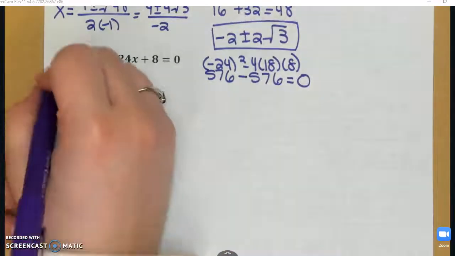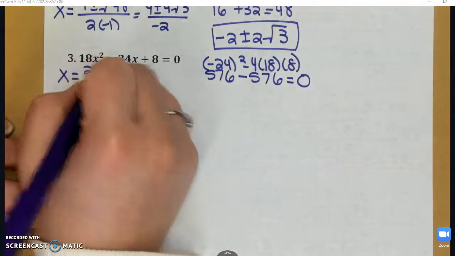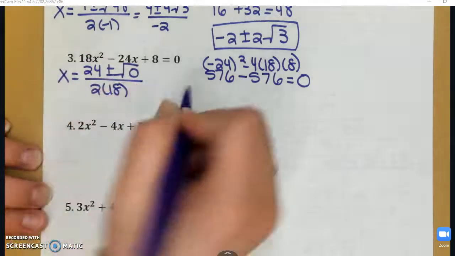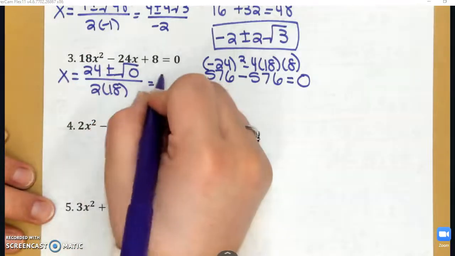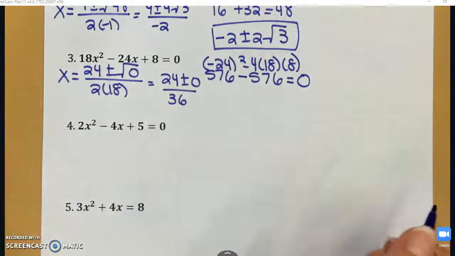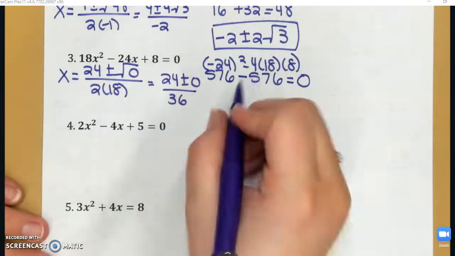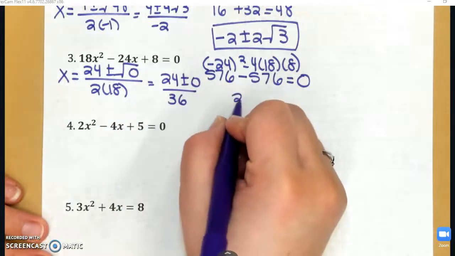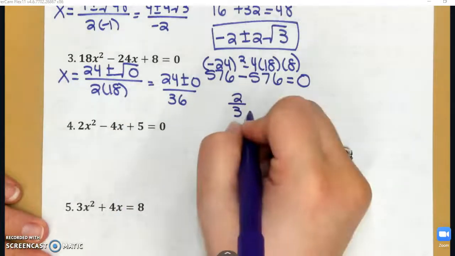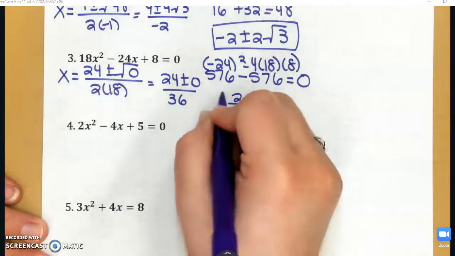Let's find out what our solution is. 24 plus or minus the square root of 0 over 2 times 18. Well, the square root of 0 is 0, so this is going to be 24 plus or minus 0 over 36. 24 plus 0 is 24 divided by 36, as a simplified fraction is 2/3. 24 minus 0 is 24 divided by 36, as a simplified fraction is 2/3.